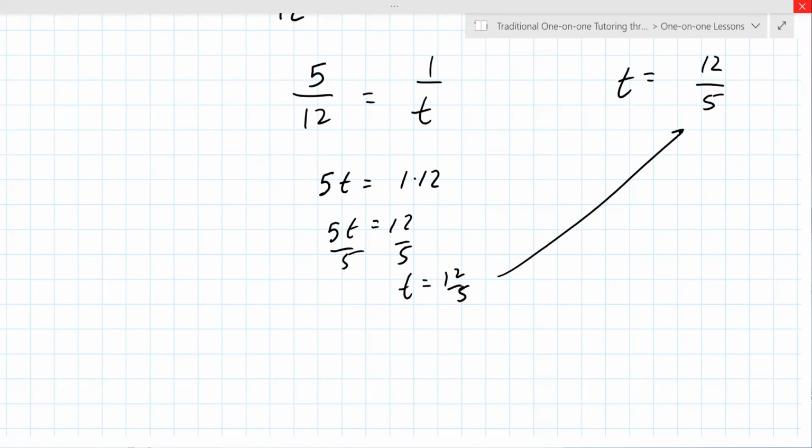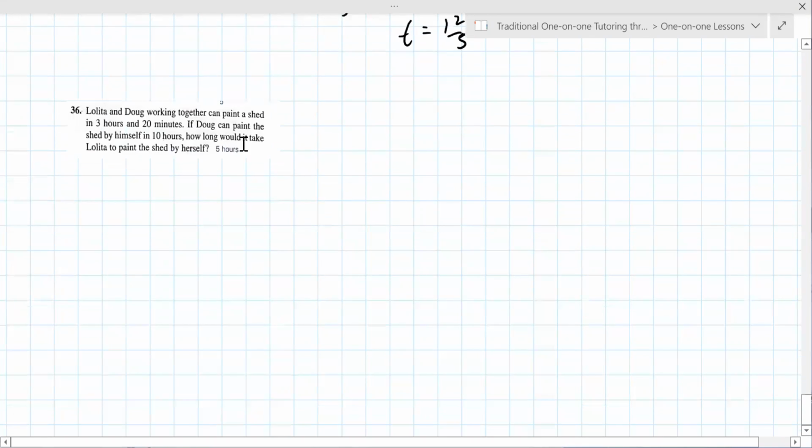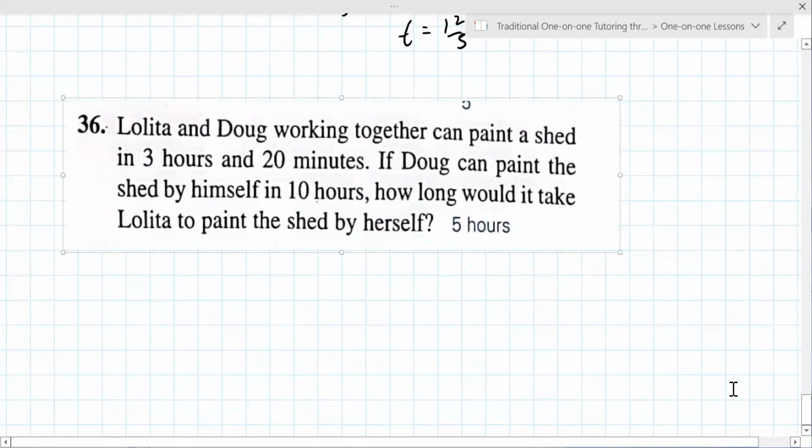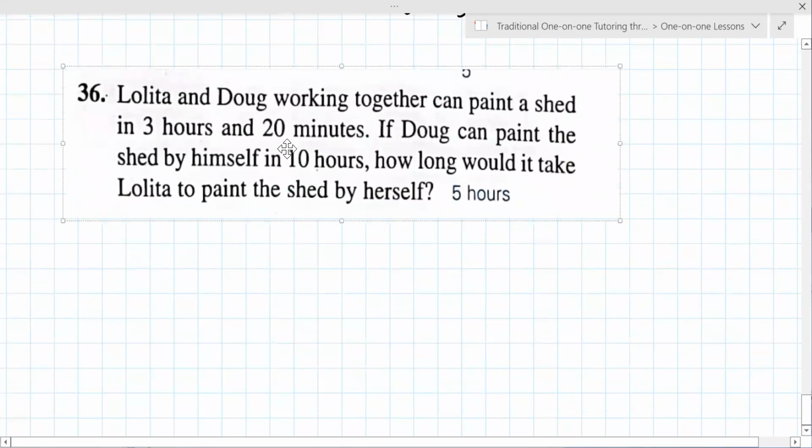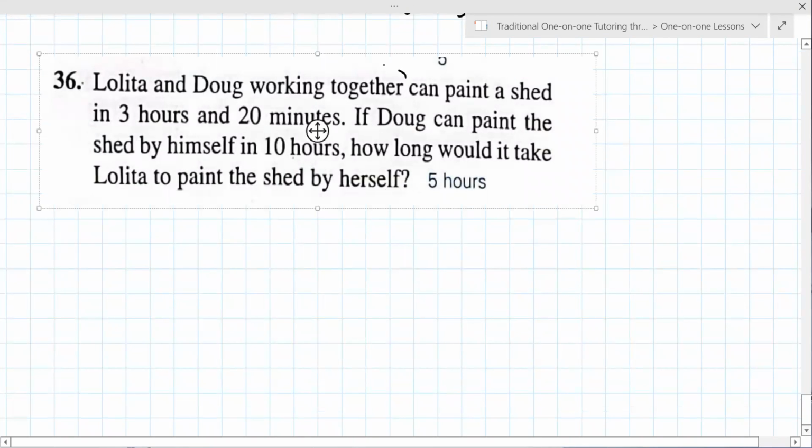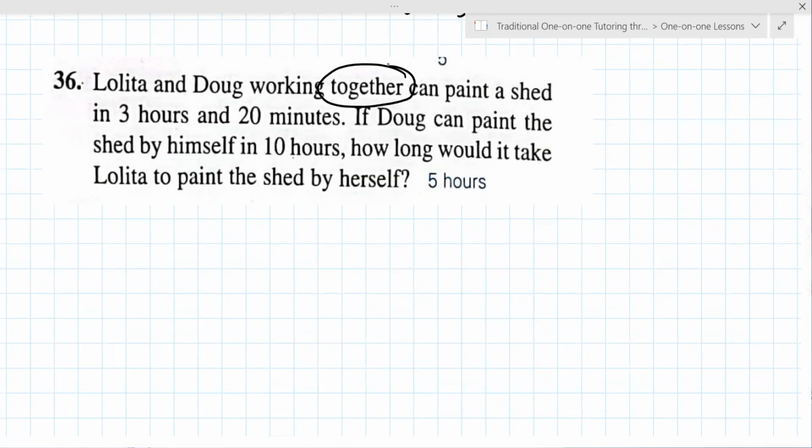Okay. Let's look at 36. Another problem here, kind of the same deal, with a little wrinkle in it. Lolita and Doug working together, that's important here, can paint a shed in 3 hours and 20 minutes. If Doug can paint the shed by himself in 10 hours, and you might ask yourself, well, why would they do it together if Doug already painted it? But these are the math problems we have. Maybe they didn't like the color. How long would it take Lolita to paint the shed by herself?